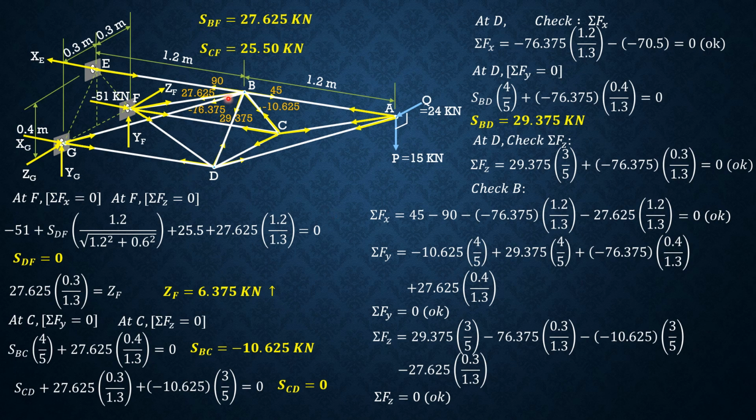Because joint B is in equilibrium, the last joint, we are sure that all our answers are correct. So this is it. This is the solution to this problem.